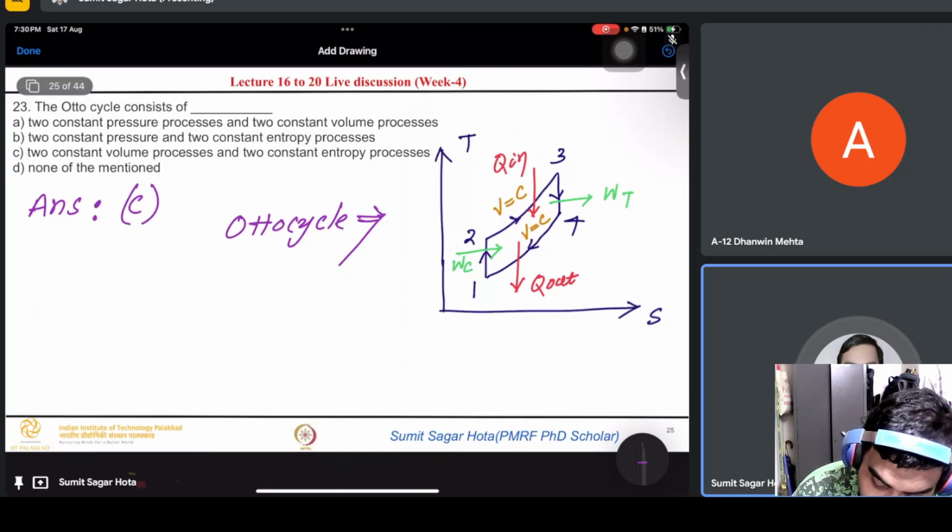Then if you can see 2 to 3 and 4 to 1: 2 to 3 is heat addition, and 4 to 1 is your heat rejection. It is done at constant volume. This is basically your Otto cycle. The answer is obviously C, which contains 2 constant volume processes and 2 constant entropy processes.